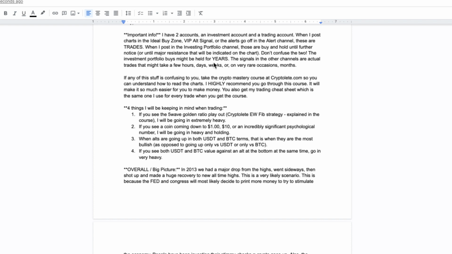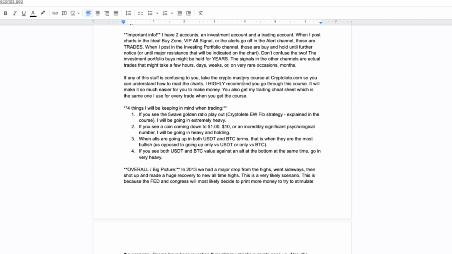Anyway, another important thing, I don't know if I went over this already, but I'm going to go over it again right now. I have two accounts: an investment account and a trading account. When I post charts in the ideal buy zone, the VIP alt signals, or the alerts go off in the alert channel, these are trades, okay? When I post in the investing portfolio channel, those are buy and hold until further notice or until major resistances that will be indicated in the chart itself. So just don't confuse the two, especially if you're in the VIP.